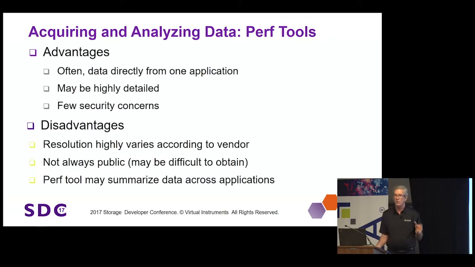Sometimes you can get data for one application. Now, some performance processes in arrays will only give you aggregate data across the array. Some will give you down to a port or port number where you can get specific application information. So again, few security concerns, because you're generating the load based upon what the array reports, and it's not reporting as much of that sensitive data.